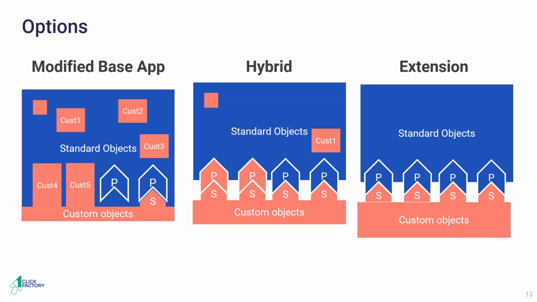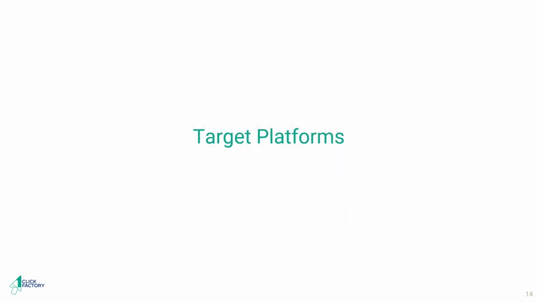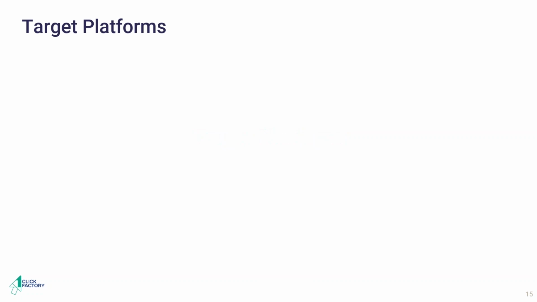But as you know, Business Central has two target platforms, and these three transition alternatives are not available on both platforms. So let's jump a bit and talk about the target platforms of Business Central. There are two target platforms, and the first one is the one we all know and love. It's the on-premise version of Business Central.